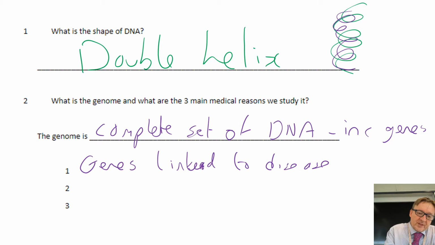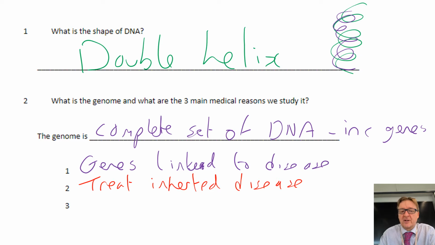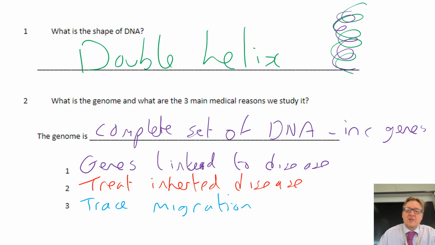Another one is to understand and treat inherited diseases like cystic fibrosis, like Down syndrome. It gives us more of an idea about what's actually going on. And the third one is trace migration. So we can see where the genes or the genome within your own population have originally come from. They could come from Asia or India or Sweden or wherever it may well be.